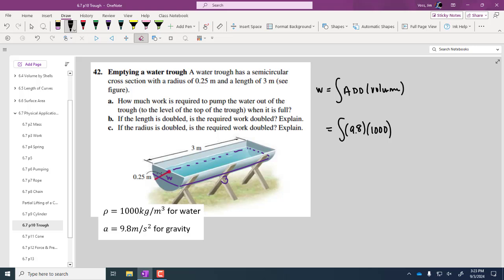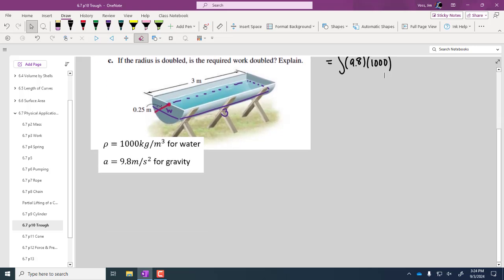What do you think the distance or depth is? So if we're going to pump this cross section out the top, and it's filled, what do you think the distance that slice has to travel? Not quite, because let's just imagine this slice right there. It's not going to travel the full radius. It's going to travel the radius minus y.